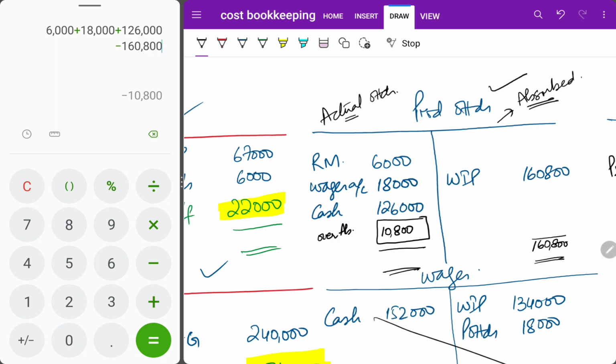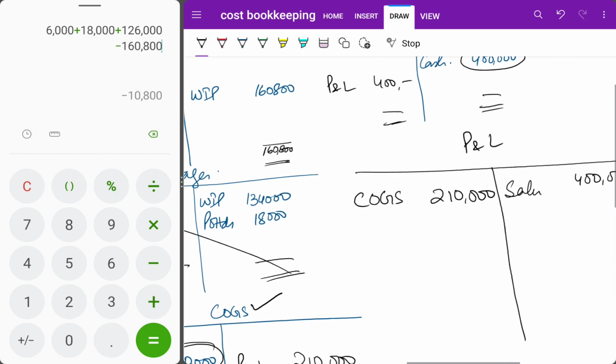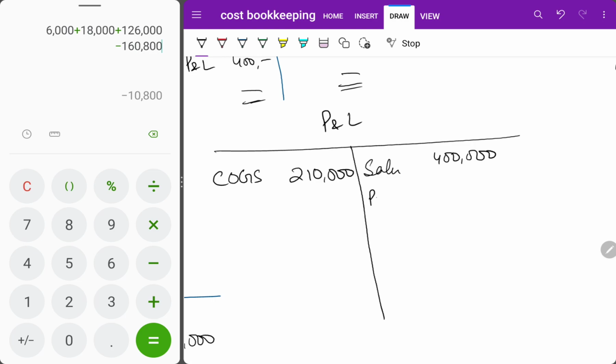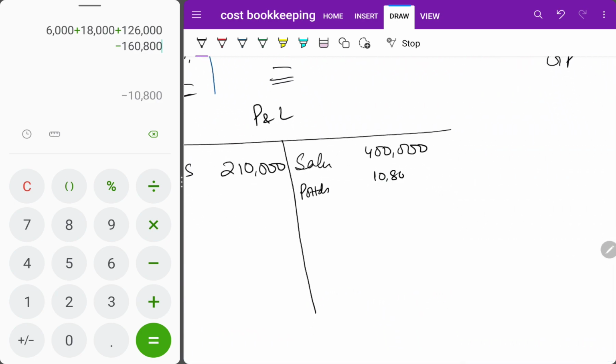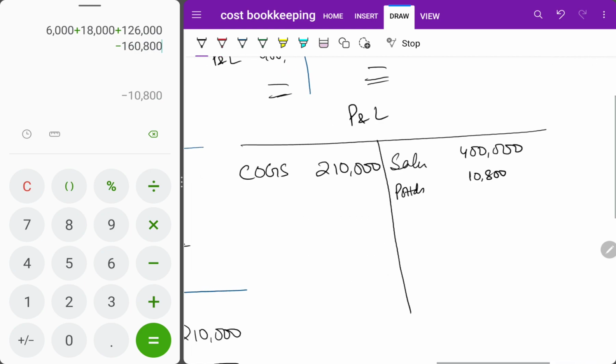So what we will do here is that we will close this over absorption in the profit and loss account. If we are making a debit entry in the production overheads and transferring it to the profit and loss account, what entry will we make in the profit and loss account? The profit and loss account will be credited with this amount, 10,800. Since this amount has been credited, the profitability has been increased.